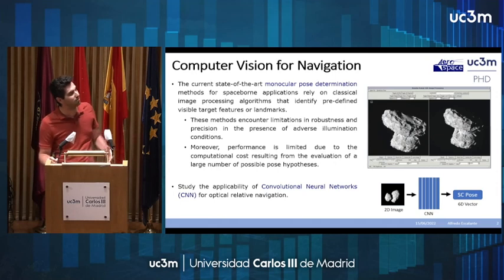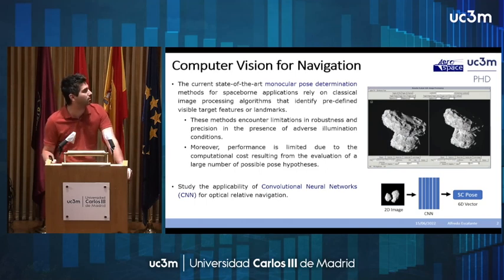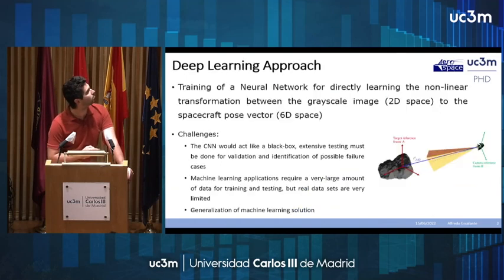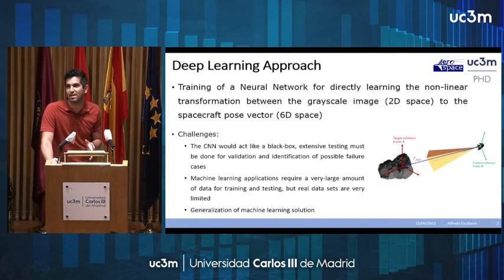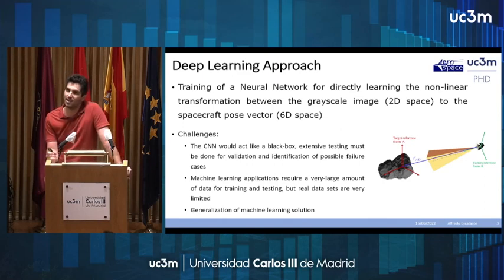So the main goal of the project is to substitute these feature matching algorithms by convolutional neural networks or other deep learning algorithms for optical navigation, such that we provide an input image and the network directly provides the spacecraft pose, so the three coordinates for the position and the three Euler angles. As I said, the main goal is to apply deep learning for this problem. The project would consist of training neural networks, which will directly learn the transformation between a grayscale image, so a 2D space, to the spacecraft pose vector, so the 6D space.